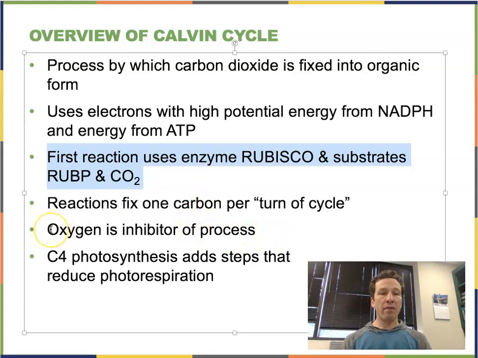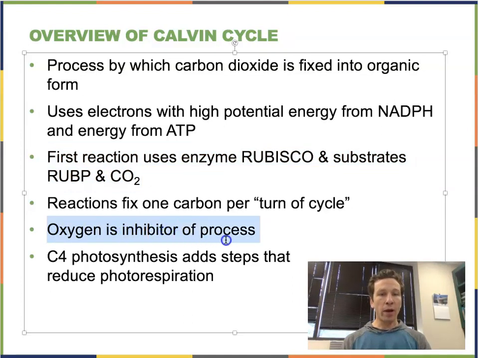Then we will talk about the fact that this entire process of the Calvin cycle is inhibited in its very first step by oxygen, and we'll talk about what happens if oxygen interferes and a process called photorespiration happens instead. Finally, we will talk about an alternative start to the process of the Calvin cycle, some steps that come in before, called C4 photosynthesis. And these steps help to reduce photorespiration.